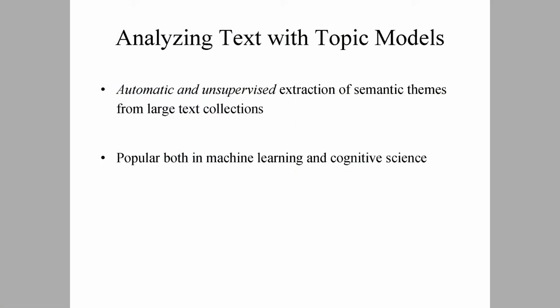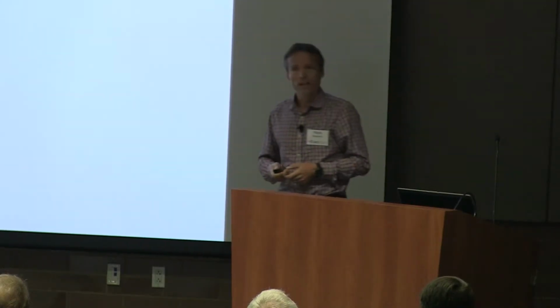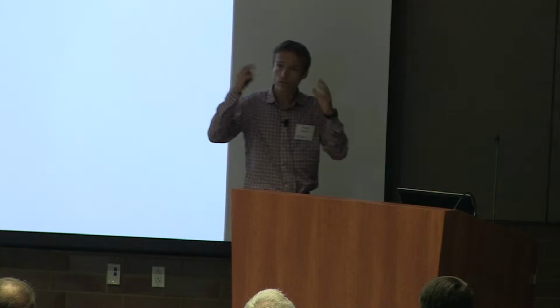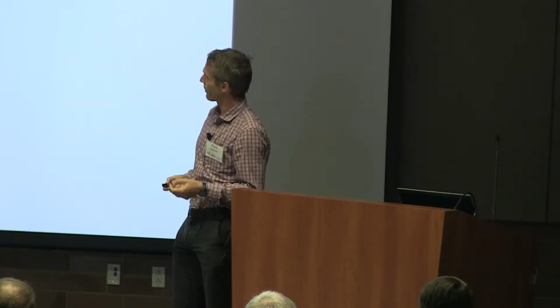So we've worked on topic models. It's a statistical text mining algorithm that allows you to extract the semantic themes from text in an automatic and unsupervised fashion. This is very popular in machine learning and also in cognitive science, because these algorithms mimic some operation of the human mind.